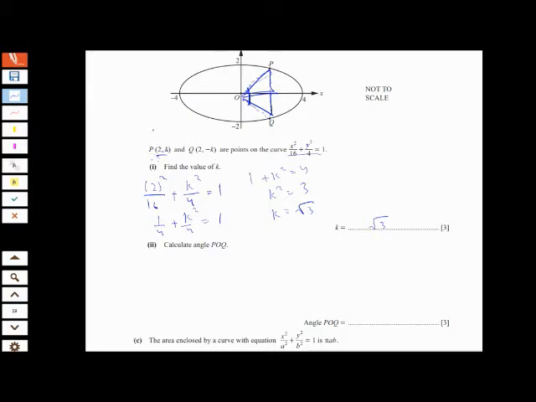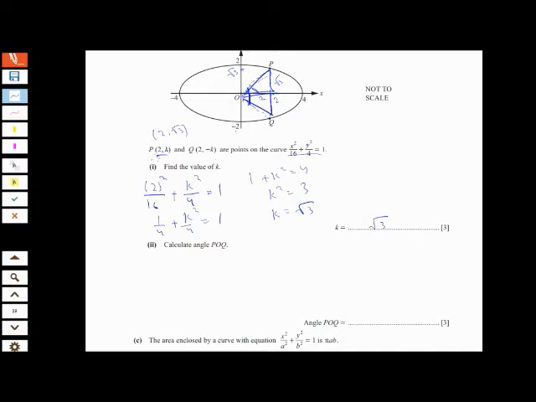2 is square root of 3. And so until this point, it's 2, and here it's square root of 3. What does that mean? That means that this height is square root of 3 and the base is 2. And now we know two sides, we can easily find this angle.